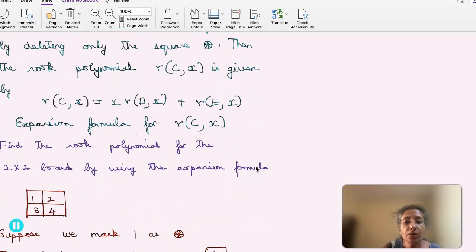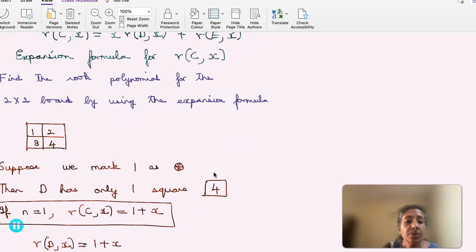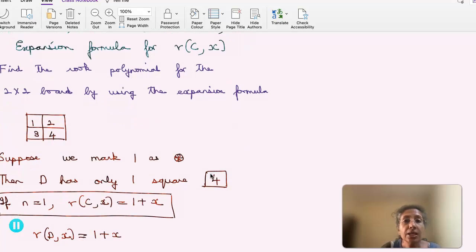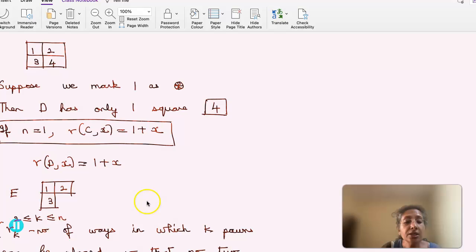Find the Rook polynomial for the 2 by 2 board using this expansion formula. Keep in mind that we can mark any cell as star. So if I mark 1 as star, D has only one square, that is 4, because for D you delete that row and column. So here n is just 1 and R_D(x) is 1 plus x. What happens to E? You're only deleting 1.